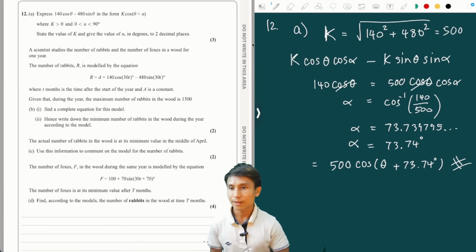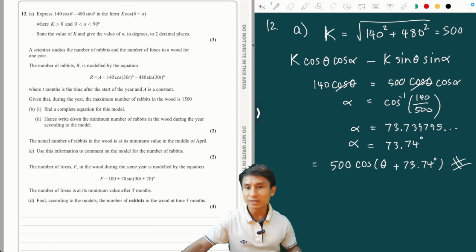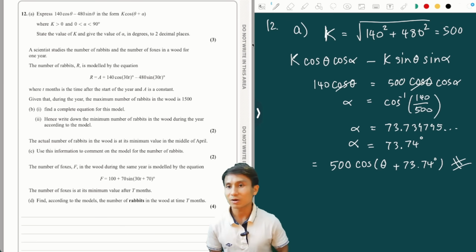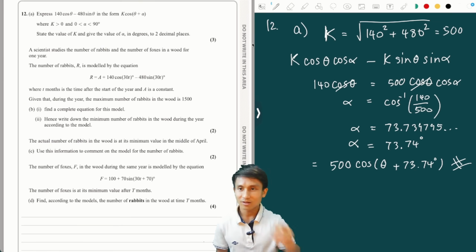Okay. A scientist studies the number of rabbits and the number of foxes in a wood for 1 year. The number of rabbits R is modeled by the equation R equals A, blah, blah, blah. And now if you notice, it is just mimicking the earlier trig form here, but just changing theta to 30t. You can notice that, right?